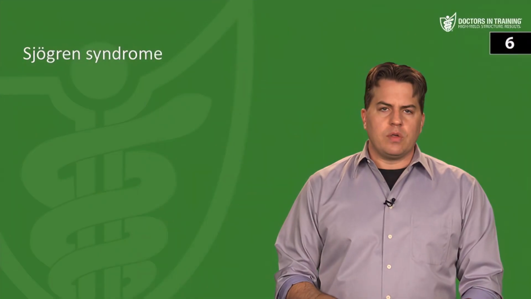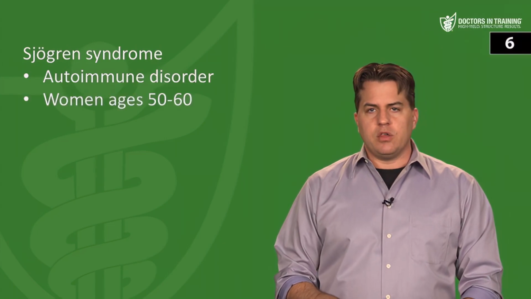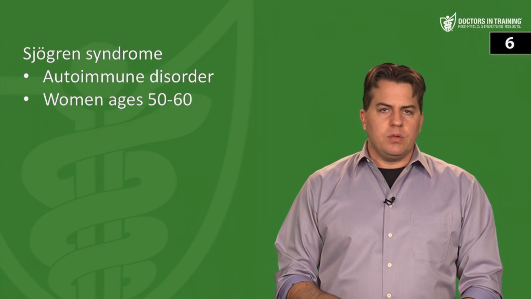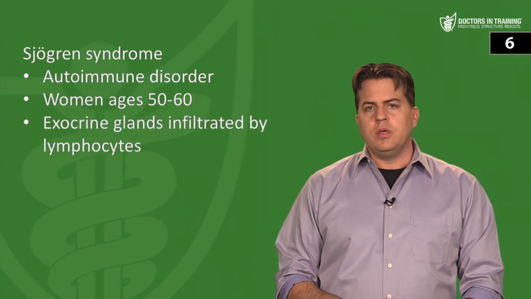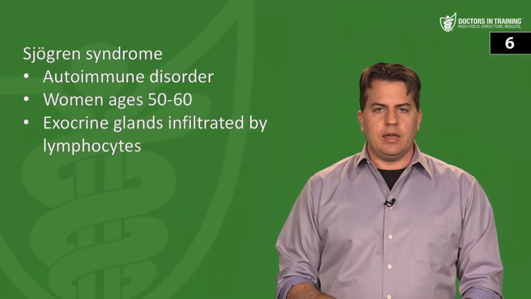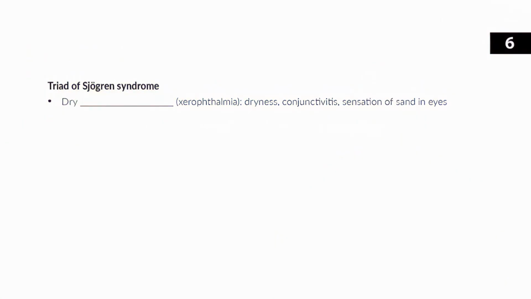The problem in Sjogren's syndrome is autoimmunity. Most patients with Sjogren are women between the ages of 50 and 60. The immune system attacks the exocrine glands, particularly the lacrimal and salivary glands, resulting in a lymphocytic infiltration of B and T lymphocytes. As a result of the lacrimal gland infiltration, patients have dry eyes, or again, xerophthalmia, possibly conjunctivitis, and possibly a sensation of sand in the eyes.